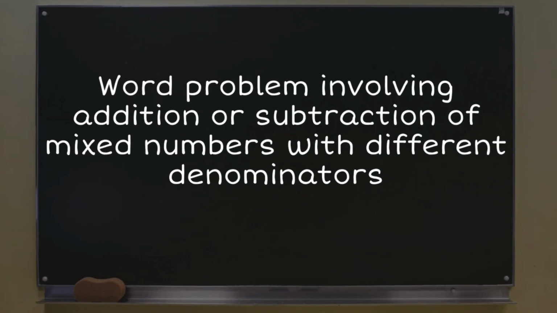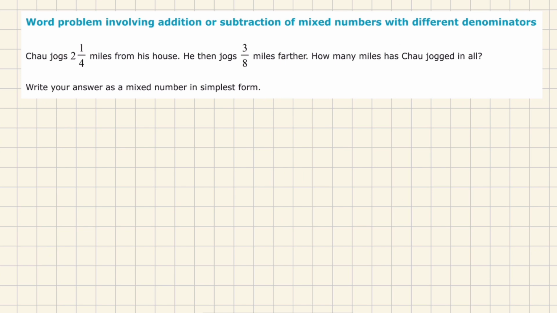Word problem involving addition or subtraction of mixed numbers with different denominators. In this example, we're told that Chow jogs 2¼ miles from his house. He then jogs 3/8 miles farther, and we're asked how many miles he jogs in all. We know from the description that we'll be using either addition or subtraction here, and the key word is farther. Originally, he jogged 2¼ miles, then 3/8 of a mile farther. This tells us we'll be using addition.